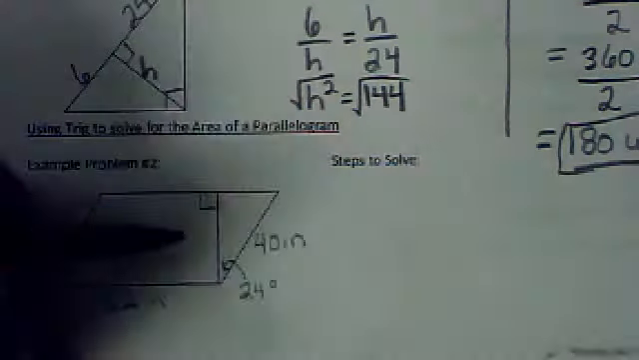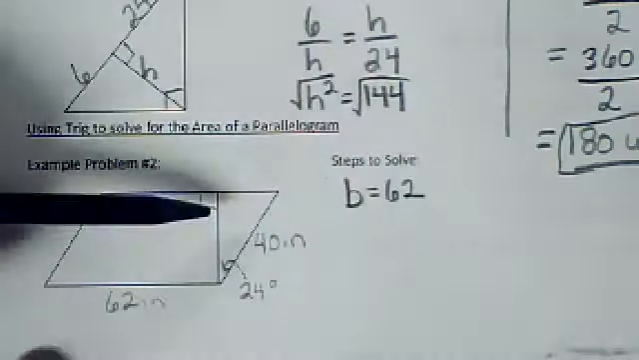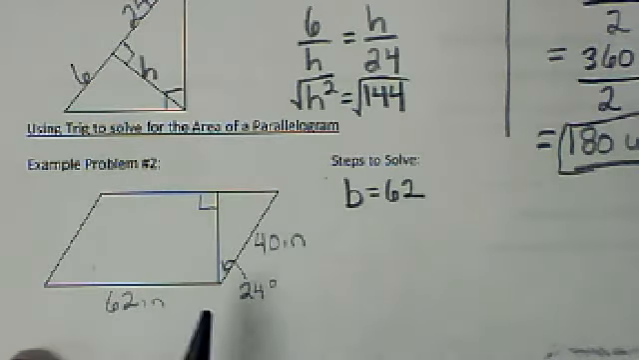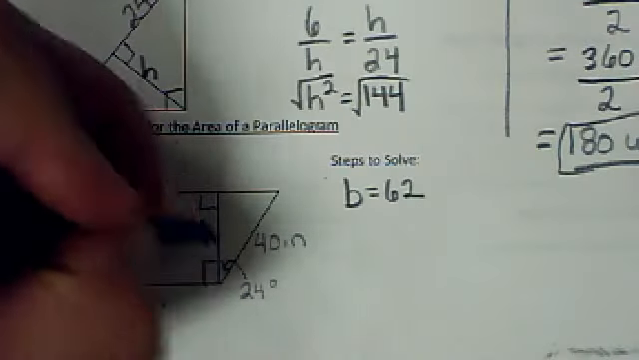So for this specific problem, I'm going to use 62 as my base, which means that this is going to act as my height. Remember, we talked about the height of a parallelogram can be found in multiple places. In the case of a parallelogram, as long as it's going to one of the bases and is perpendicular with both, we're going to be in good shape. So that's what we're looking for, is this height.